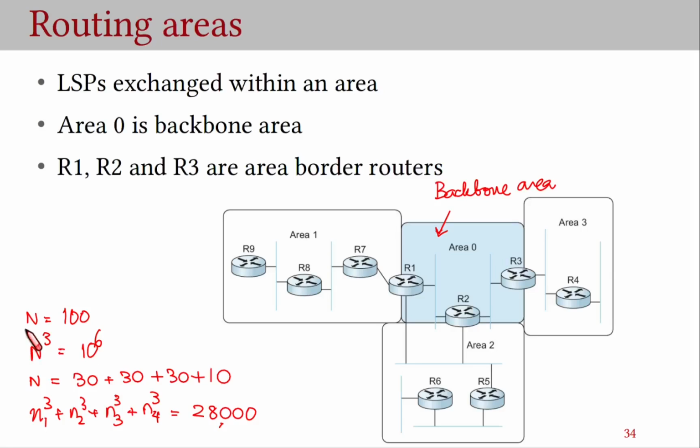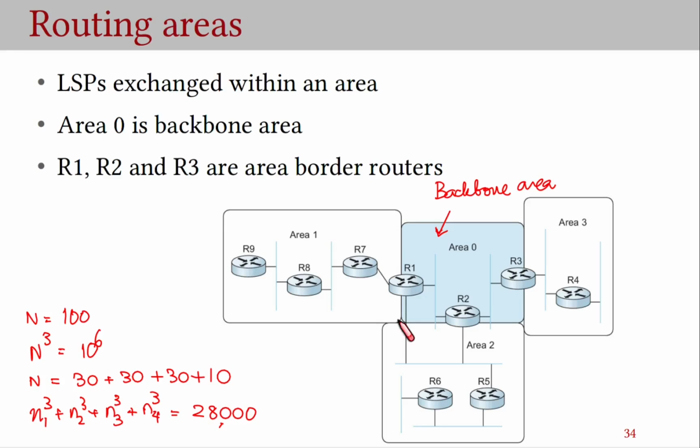Just to get some intuition into why this works, suppose we have 100 nodes. If the algorithm takes, let's say, n cubed time, then it's going to be 1 million. However, let's divide this into 4 pieces. The first network has 30, the second 30, the third 30, and area 0 has 10 nodes. Now the complexity becomes order of n1 cubed plus n2 cubed plus n3 cubed plus n4 cubed. So n1 cubed is 27,000, n2 is also 27,000, and then it's 1,000. So all in all, it's only 28,000. By dividing this into smaller pieces, we improve the scalability.